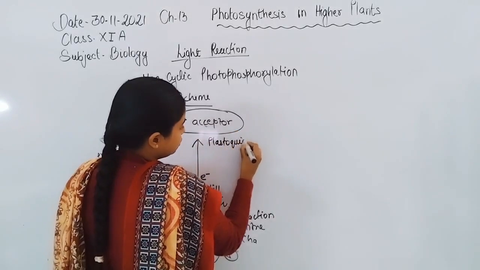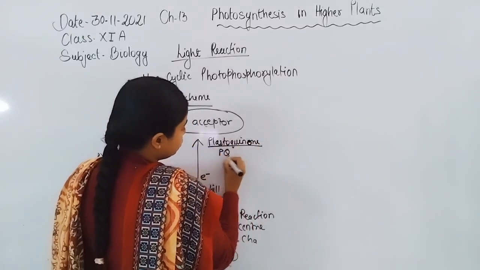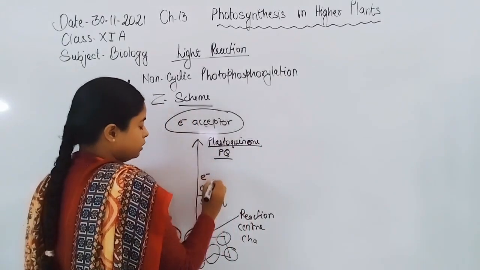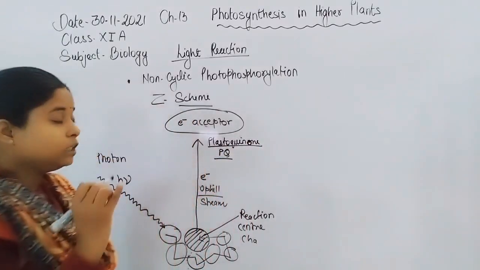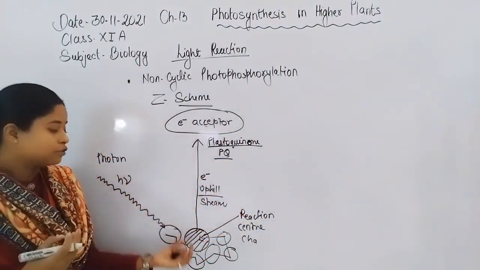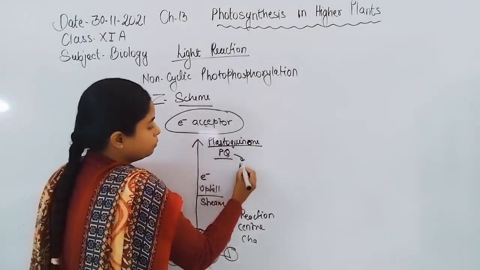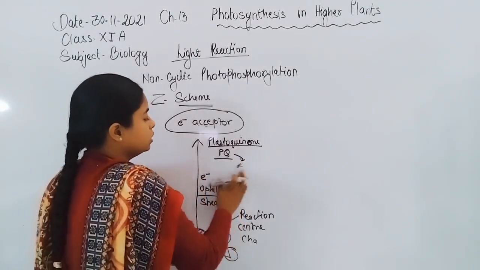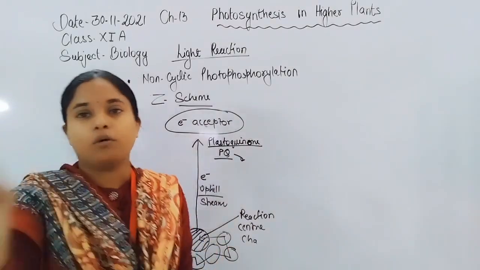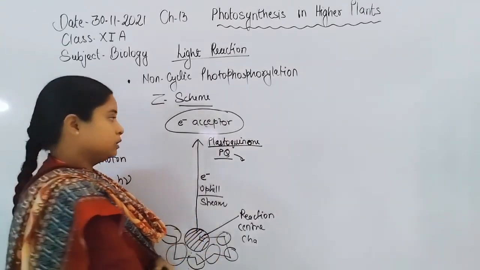Now, the electron acceptor plastoquinone, or shortly known as PQ, functions as an electron acceptor, but it is also a proton acceptor. When it receives the excited electron from chlorophyll A, because it has protons, it emits its protons, H+, into the stroma, or into the matrix of the thylakoid, because these are present in the inner membrane of the thylakoid.